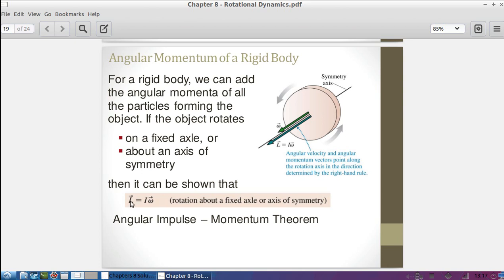So just like with linear momentum, in order to change the momentum of an object, we have to provide an impulse, right? We had to apply a force over some time interval. So now we also have to get something rotating. We have to apply a torque, change its angular momentum, so we will have to apply an angular impulse.